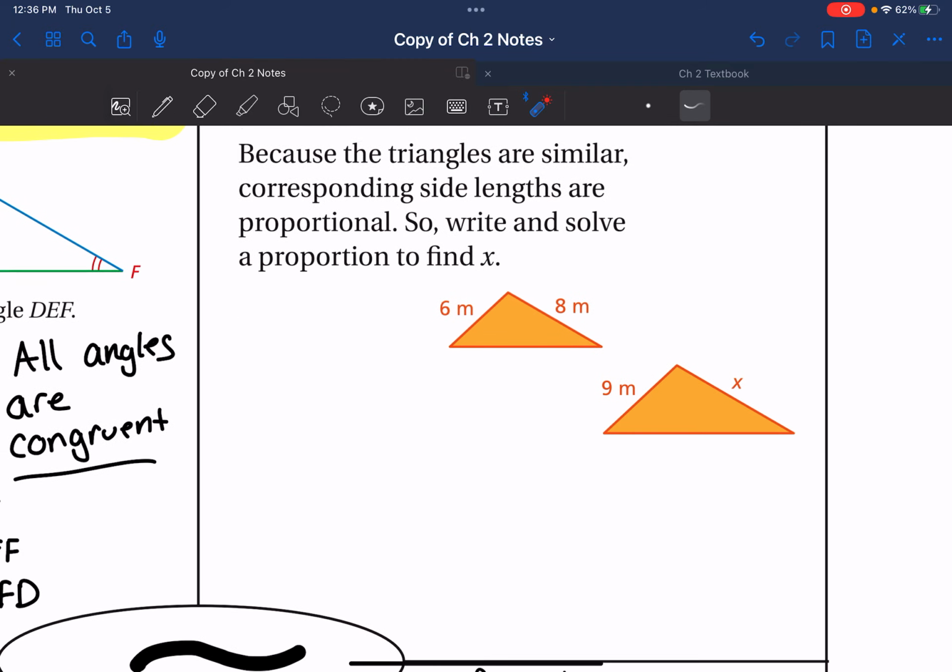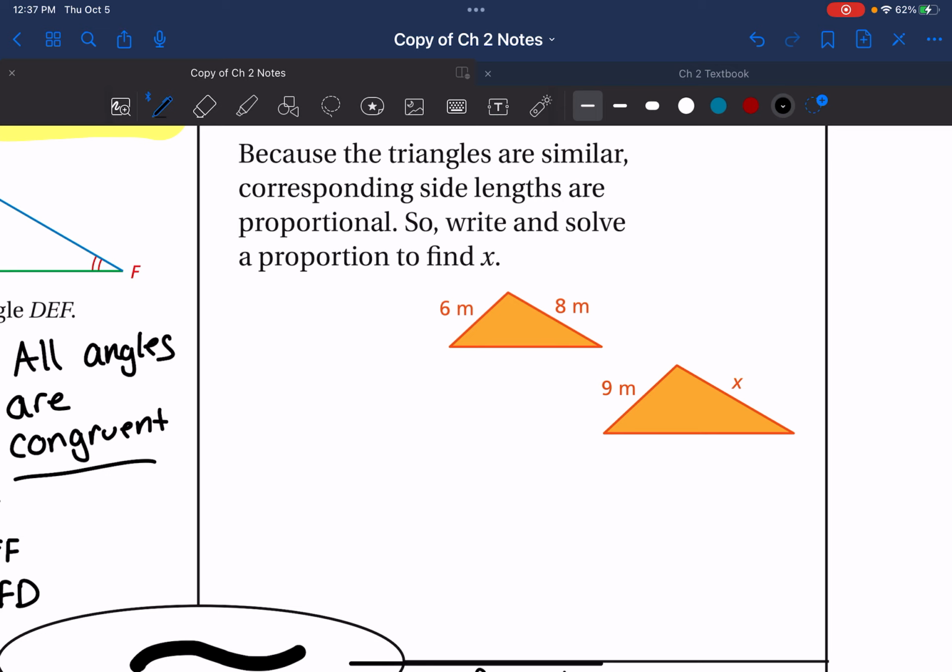But the way that we're going to solve for x, this isn't as easy, right? Because 6 times what gets you 9? Nothing nice. So instead of figuring it that way, we're going to write them as proportions. Now with proportions, the most important thing is to keep similar things with similar things. What I mean by that is this.